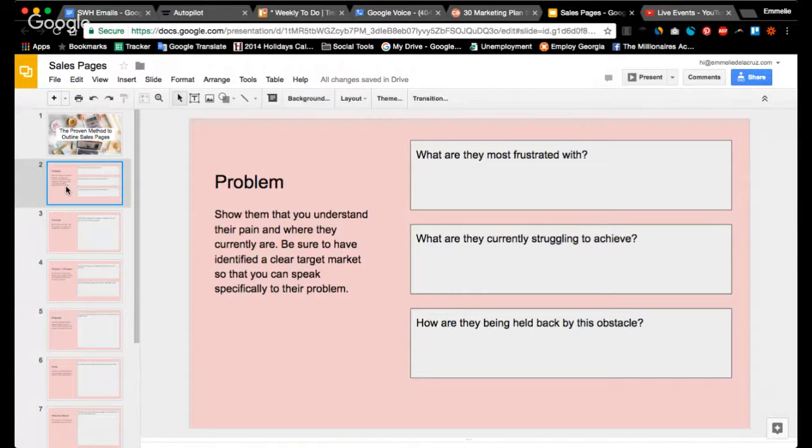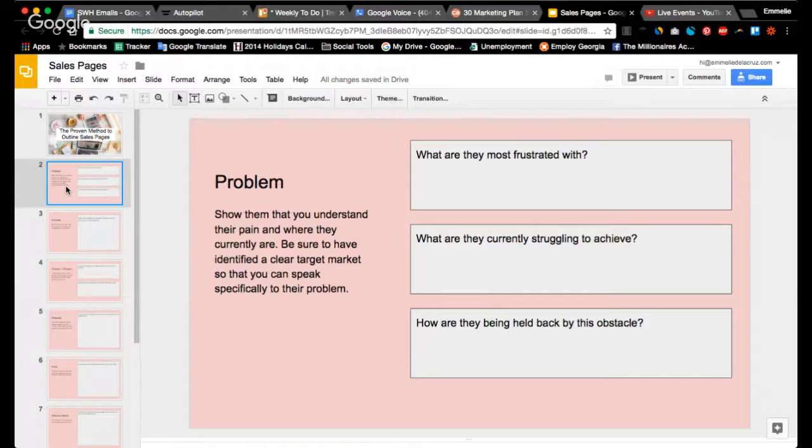The first thing that you want to do when you're outlining your sales page is to clearly identify the problem. Many sales pages are very vague and don't provide enough information on what exactly the problem is that the product or service is solving. You want to show people that you understand their pain point. You want to show people that you understand where they currently are, because by showing someone that you know where they've been, you can then get them to trust you to take them where they want to go.